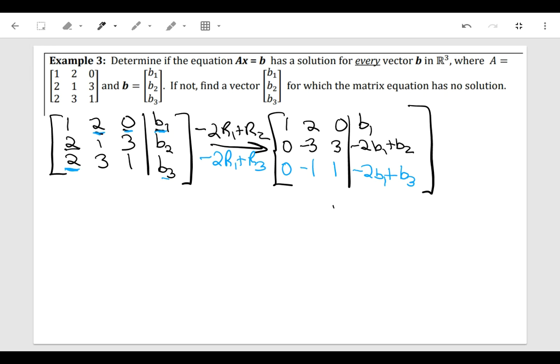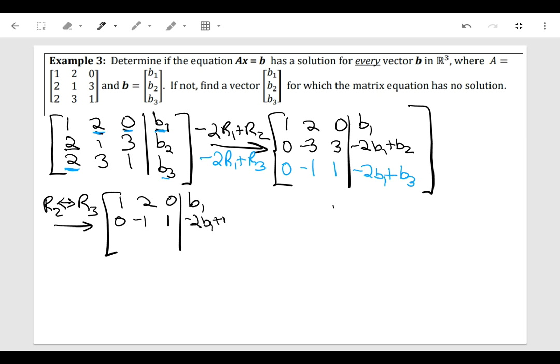So if I want to continue to row reduce this, I think what I'll do is swap row 2 and row 3. Okay, so I'll copy that down real quick. So now this is 0, -1, 1, and -2 b1 plus b3. Move this row down.